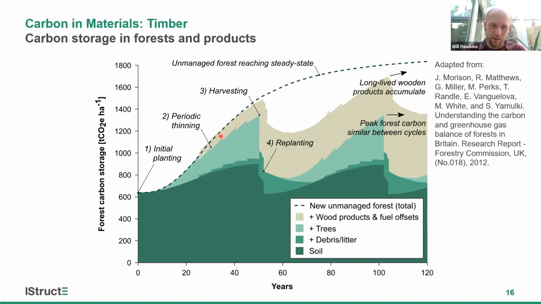What we can do is this brown color here represents the accumulation of products being made from that forest, which may accumulate over time, particularly if they're long-lived products such as carbon stored in a timber structure. This dotted line for comparison is a forest if we just left it alone. So you can imagine if we can accumulate enough forest products, we could go up above this line.